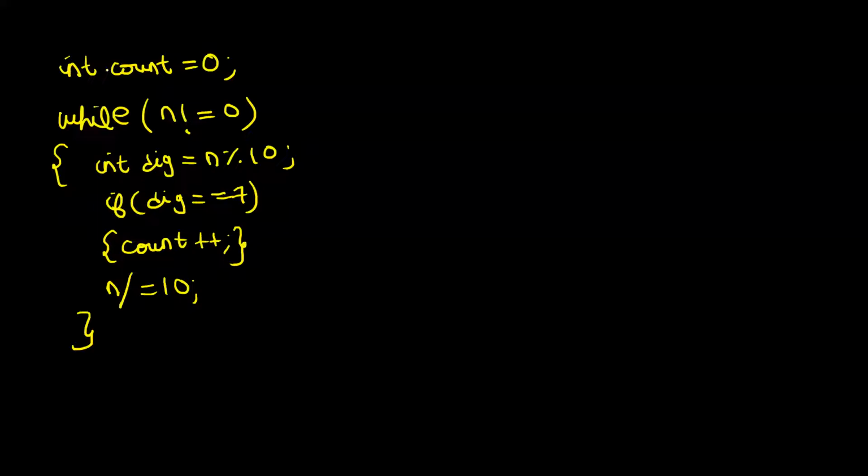Does everyone agree with the iterative code for this one? Count is equal to 0. What am I doing? Let's say you have given the number 765. I see n is not equal to 0, so what will I do? I will see what is the digit at the last place. This digit is 5. Is 5 equal to 7? No. So I don't increase count and I do n is equal to n by 10. So the number becomes 76. Then what will happen?